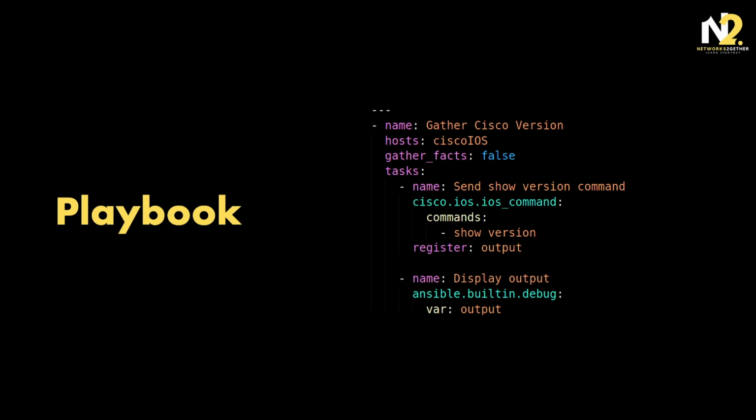Next, let's dive into the heart of Ansible, the playbook. A playbook is a YAML file that defines the tasks Ansible should perform. It's organized into plays, each targeting a group of devices. Within each play, you have tasks, the specific actions Ansible will carry out, such as configuring interfaces or checking status. Playbooks are essential for structuring and automating our workflows.